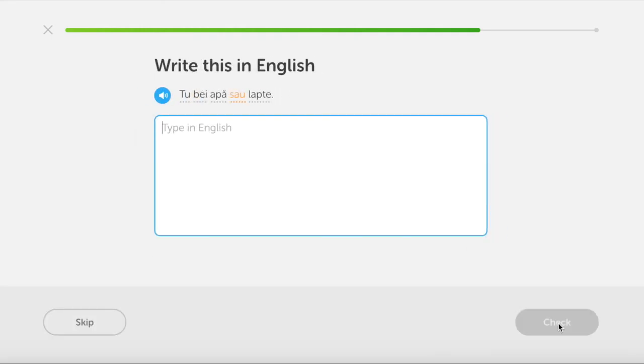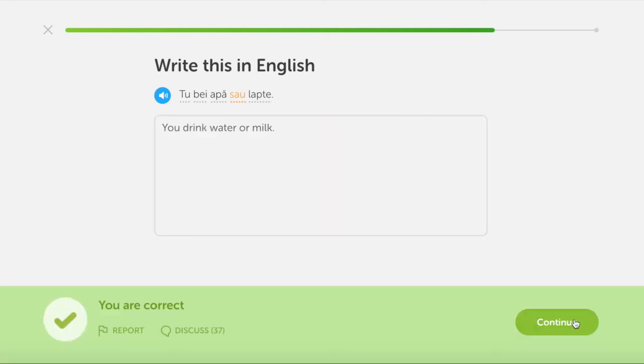Write this in English. Tu bei apă sau lapte. You drink water or milk. Let's check. Correct. Tu bei apă sau lapte.